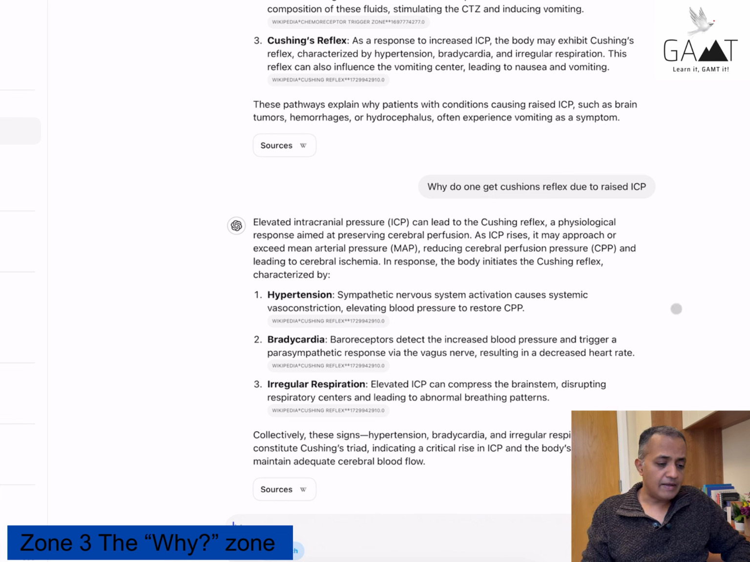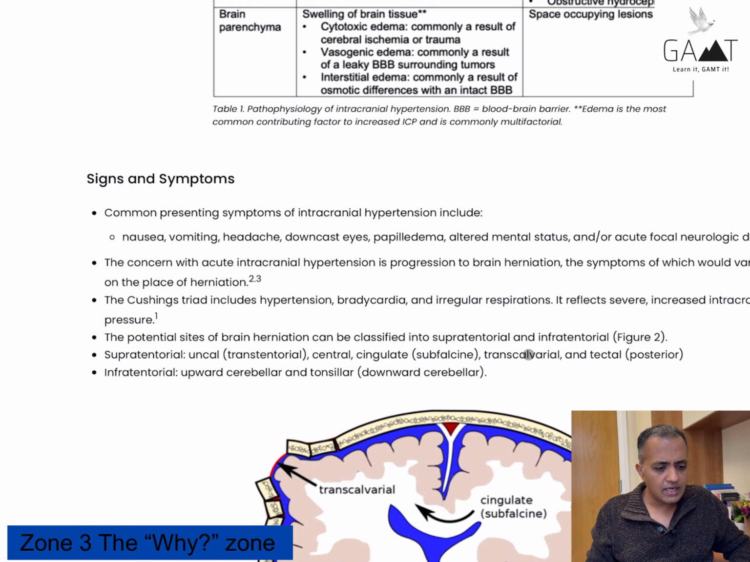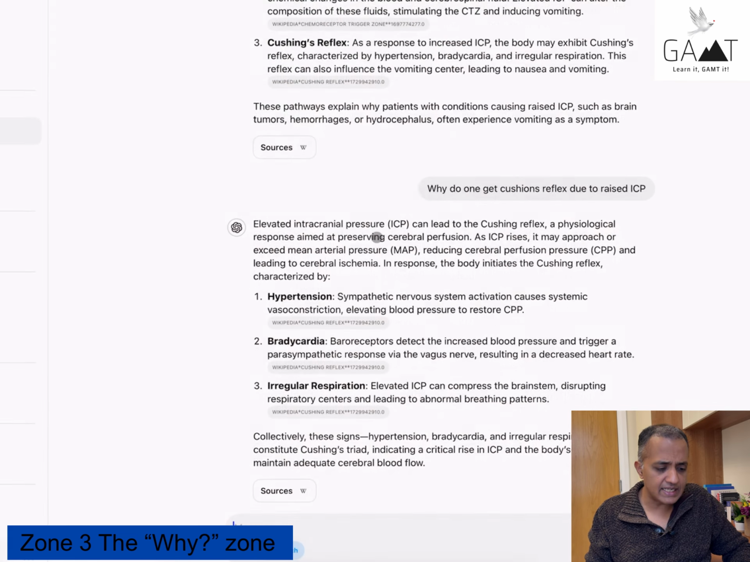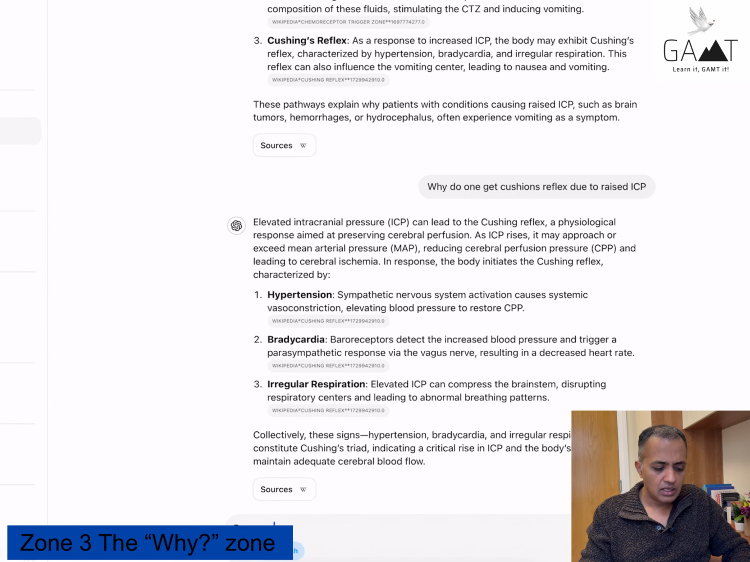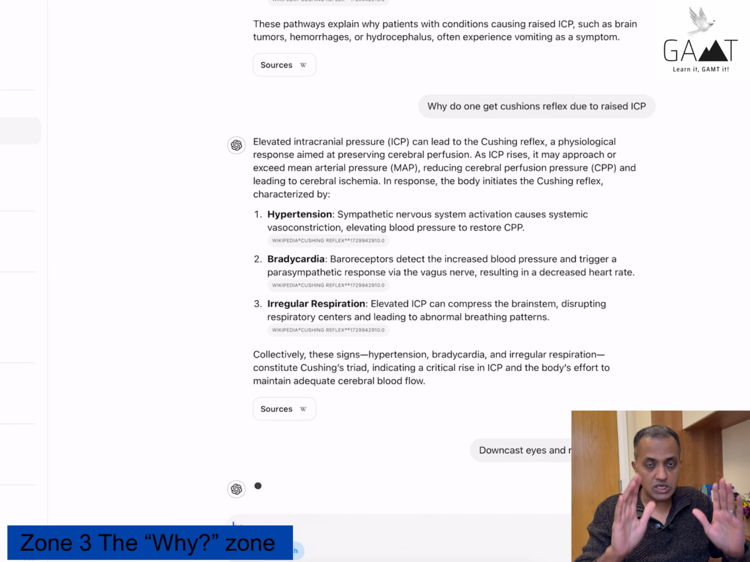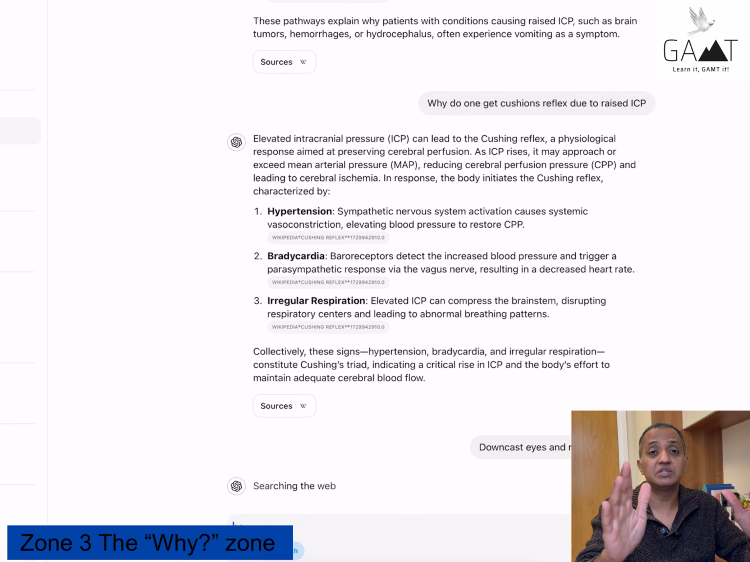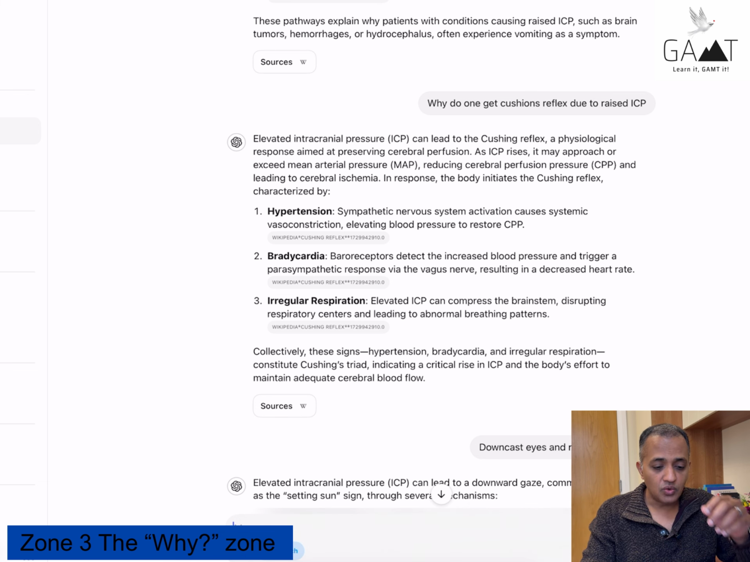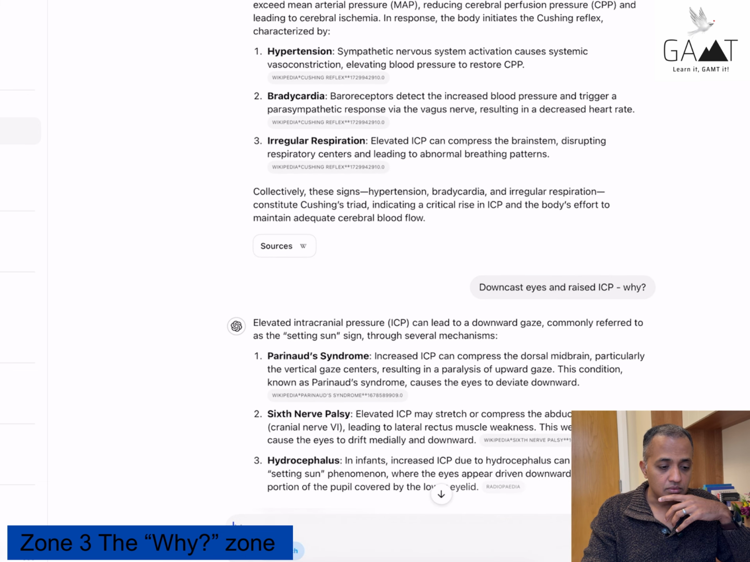Okay, and the other thing that you saw here is also downcast eyes. So why do I have downcast eyes? Downcast eyes and raised ICP. Why? That is beyond the why question. So the only question we can ask is why. Okay, downcast eyes. Okay, ooh, there you go.